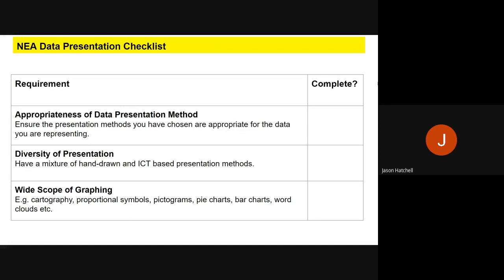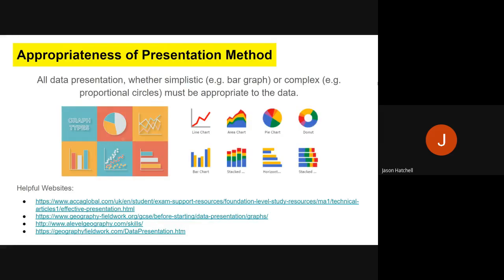And finally, it must be wide-ranging or have a wide scope. And what that means is it should not just be all pie charts and bar graphs. It should be a mixture of cartography, where we use maps and graphs together, proportional symbols, pictograms, pie charts, bar charts, word clouds, etc.